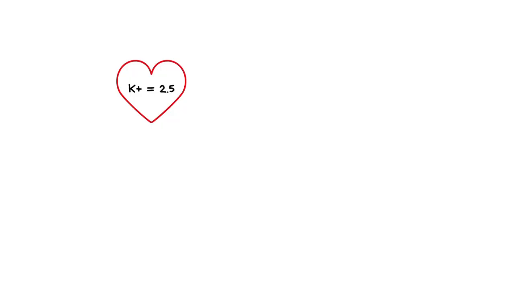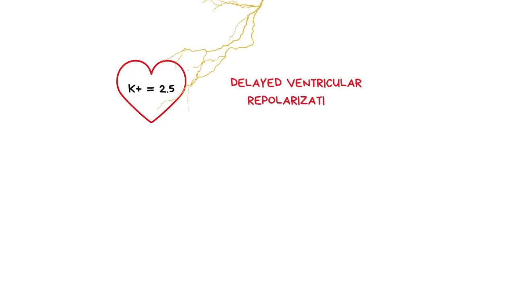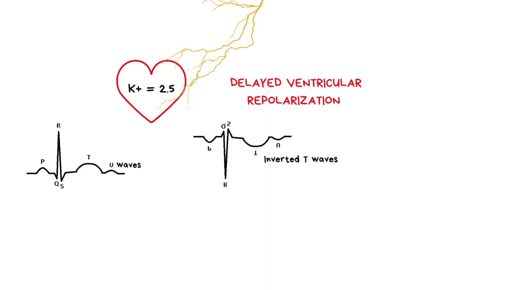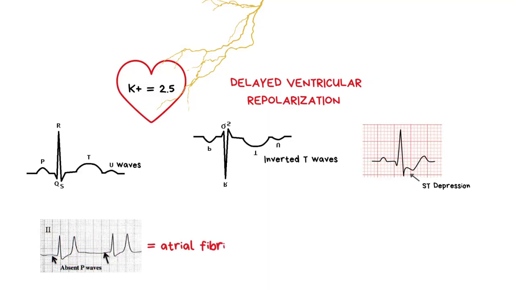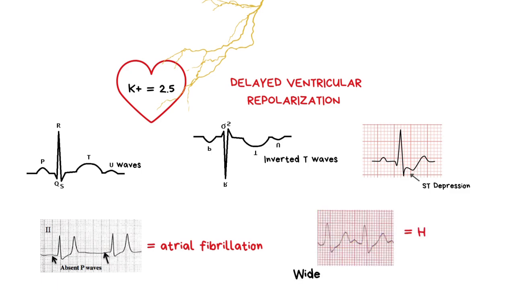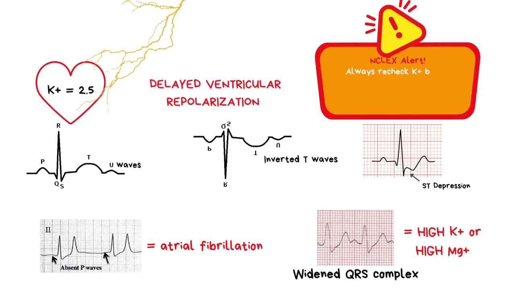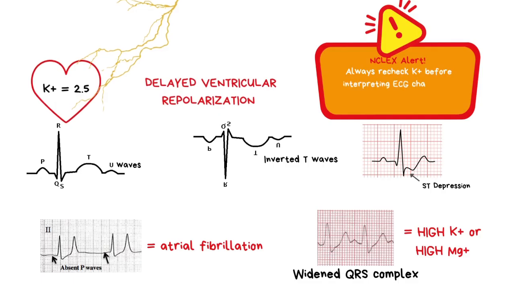Severe hypokalemia delays ventricular repolarization. This produces U waves, inverted or flattened T waves, and ST depression. Absent P waves are seen in atrial fibrillation, not hypokalemia. A widened QRS complex is more typical of hyperkalemia or hypermagnesemia. NCLEX alert: always confirm potassium levels before acting on ECG changes. A hemolyzed sample can give false highs or lows.